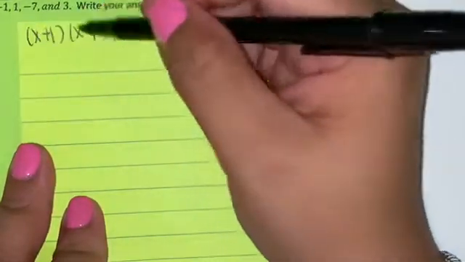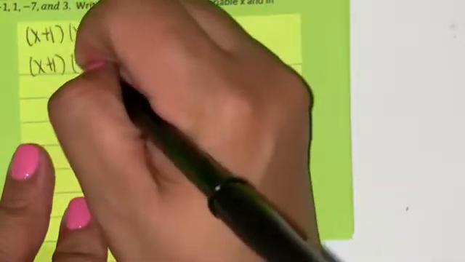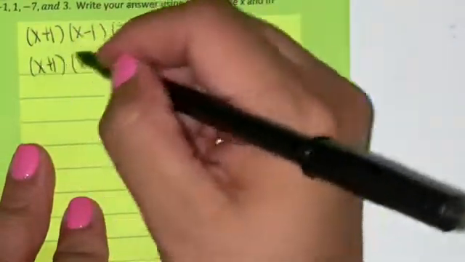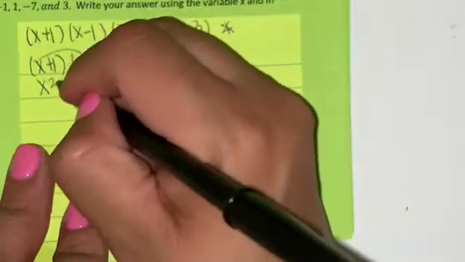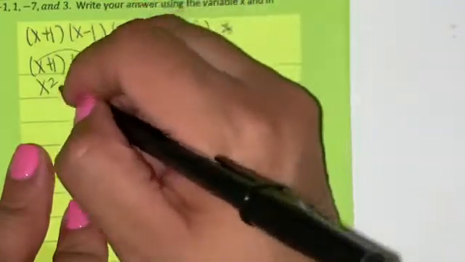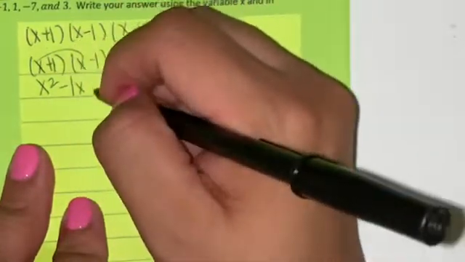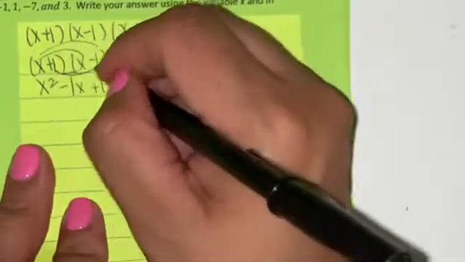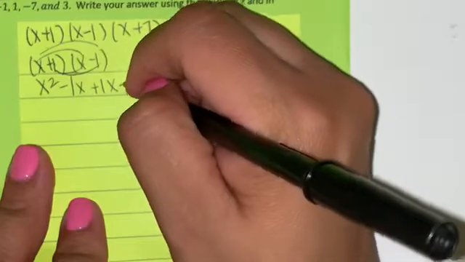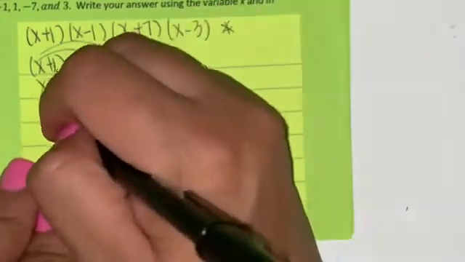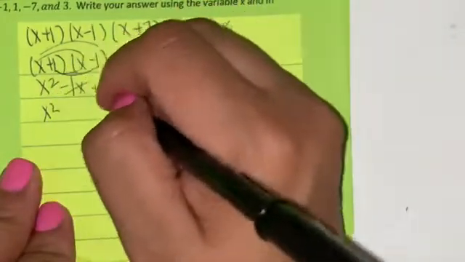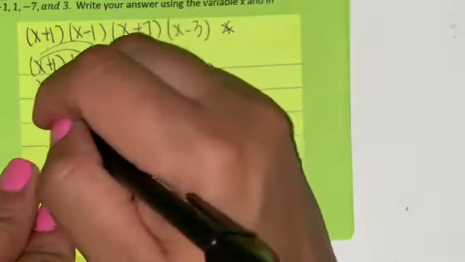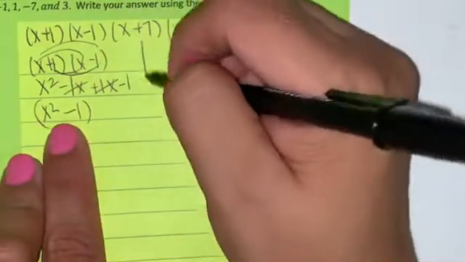So x times x, let's do x plus 1, x minus 1. X times x is x squared. X times negative 1 is negative 1x. 1 times x is positive 1x. And then 1 times negative 1 is negative 1. Collect like terms: x squared, these two go away, minus 1. That's my new factor. And then we bring this down.